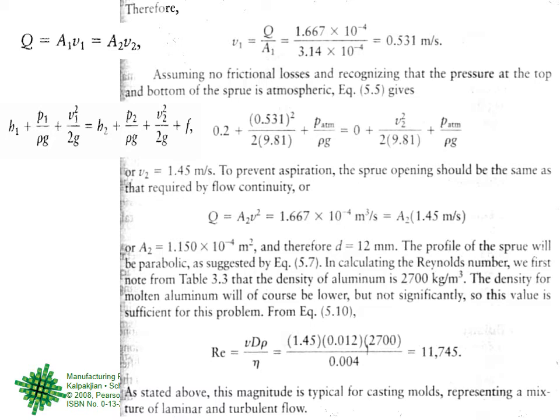So now you have the equation, right? You apply the Bernoulli equation. The height at the top is 0.2. V1, you just found, upon 2G, and P1 by rho G is just P atmosphere by rho G. When you go to the bottom, the height is 0. The V is unknown, but the 2G is still there. So this P atmosphere by rho G will cancel out, and you only will have the unknown V2. So now you will find it from here.